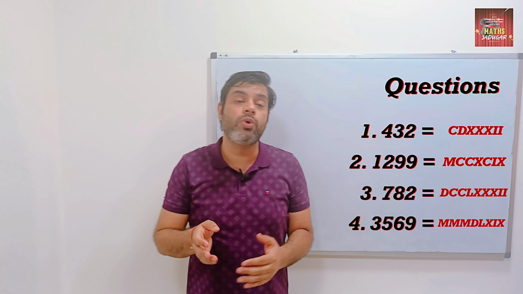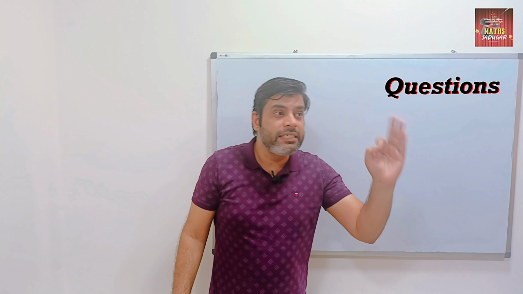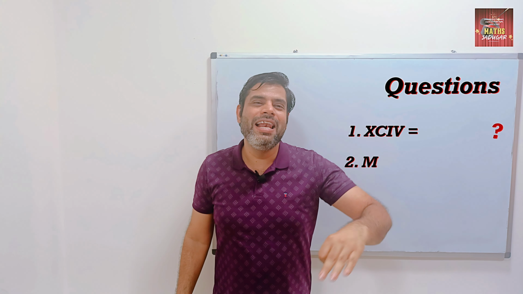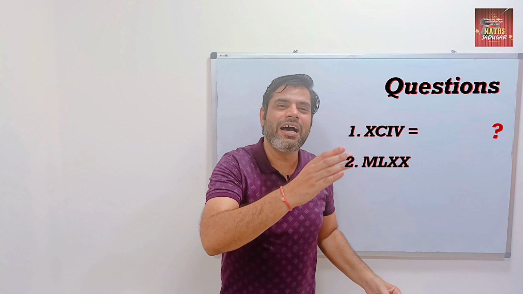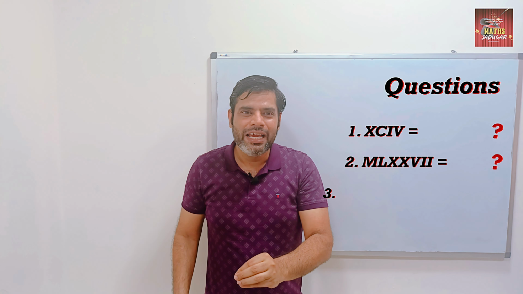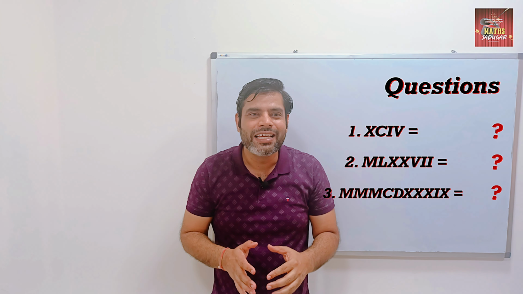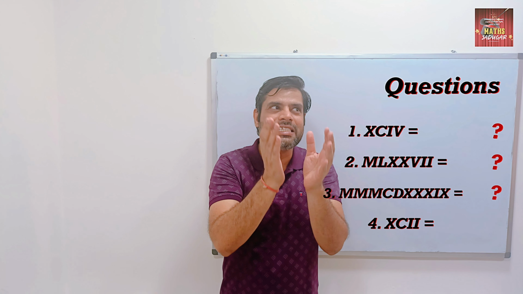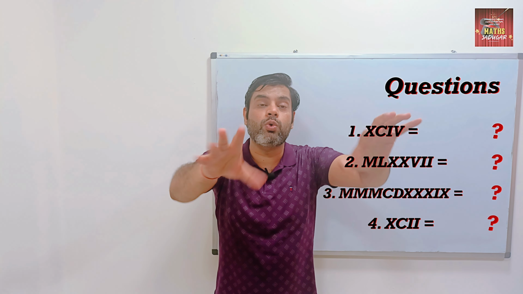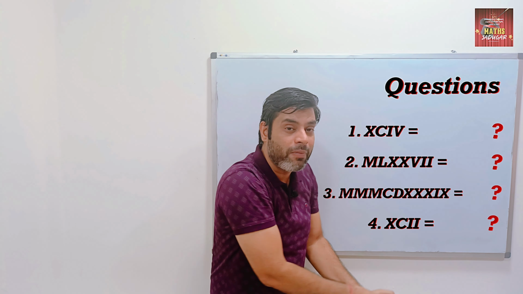Now I'm giving you some numbers where you can convert Roman to decimal. The first number is XCIV. Second number is MLXXVII. The third number is MMCDXXXIX. And the fourth number is XCII. So convert these 4 numbers into decimal, and there are many more questions in the quiz in the description. See whether your answers match my answers, my dear friends.